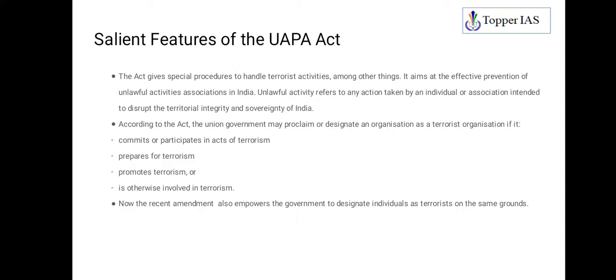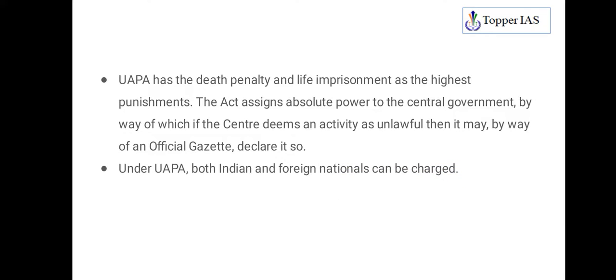In the recent 2019 amendment, the government is also empowered to designate an individual as a terrorist. Earlier only organizations were declared, now individuals are also declared terrorists. The main reason was that an organization was declared and people were leaving it and creating a new organization. So instead of naming just the organization, you declare the people as terrorists, which will hamper their terror activities. Then the act has death penalty and life imprisonment as the highest punishment, and it assigns absolute power to the central government, by which the Centre can declare any activity unlawful by the official gazette.